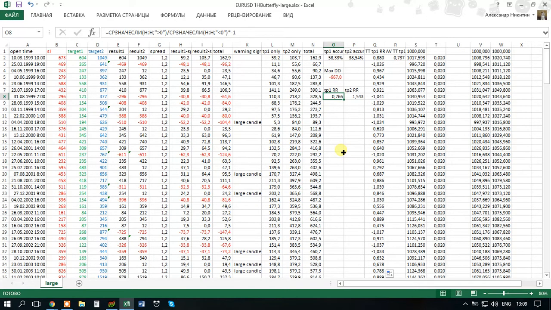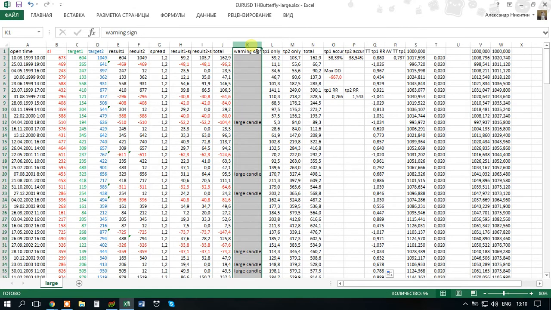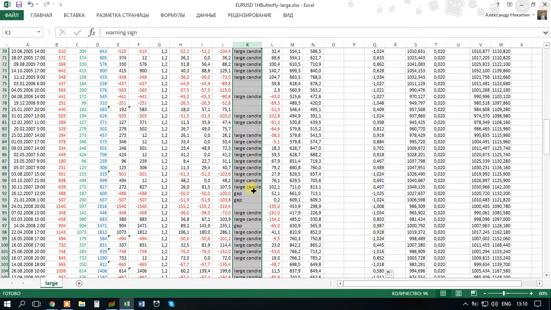You compare losing trades with winning trades, let's put it this way. Okay guys, so what is the sign that you should keep in mind? This is called large candles.